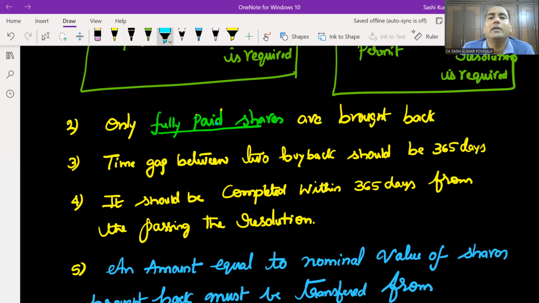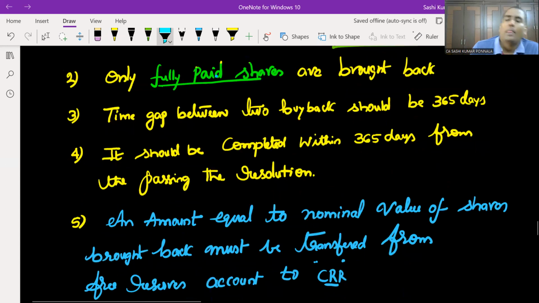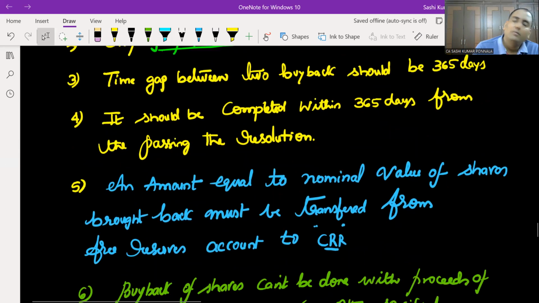Only fully paid shares are allowed to be bought back. There is an exception to this rule. Next, point number 3. The time gap between two buybacks must be 365 days. Let us assume today is 20th April. You can undertake another buyback only after 365 days from this date. That is 20th April. So this is point number 3.